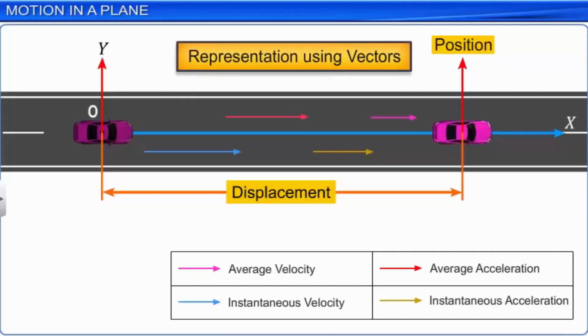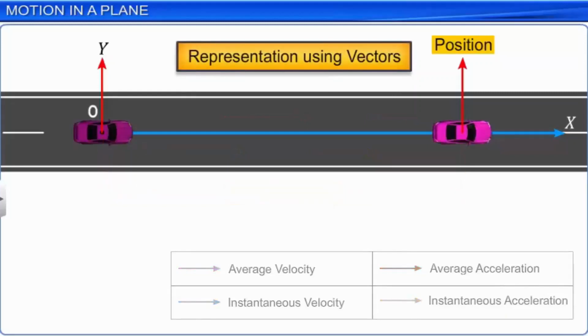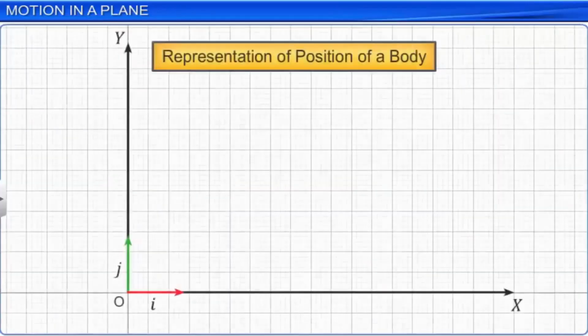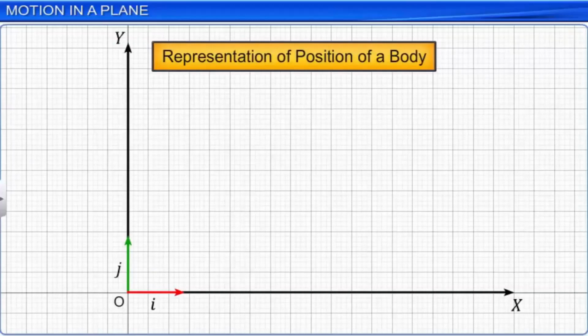First, let's start with the representation of the position of a body using vectors. Consider a body to be moving in the xy plane, represented by the rectangular coordinate system. At an instant in time t, it is at point P, which has x, y as its coordinates. Join the origin O to point P with a straight line and draw an arrowhead at P. This line OP with its arrowhead represents the position vector r of the body at that instant in time t.